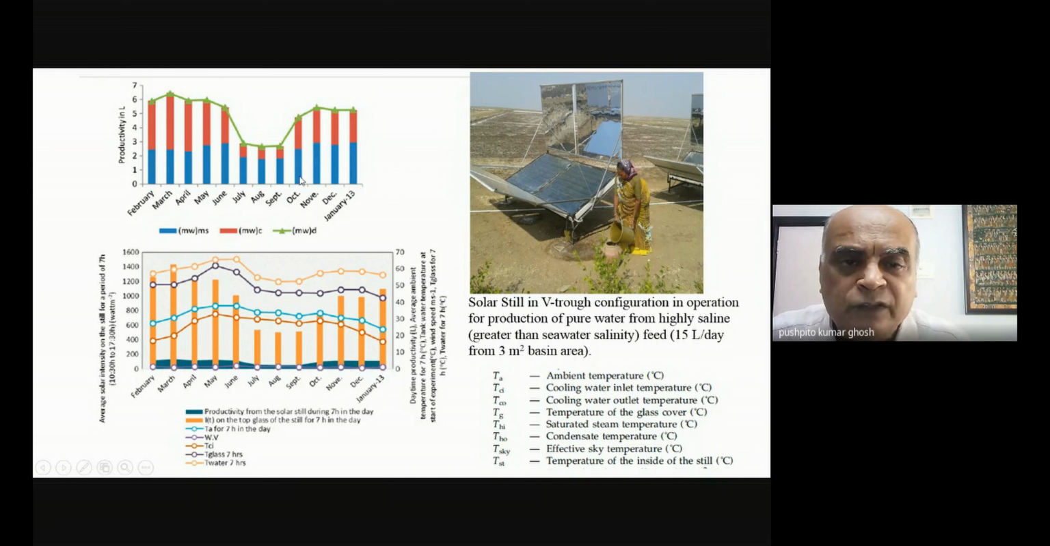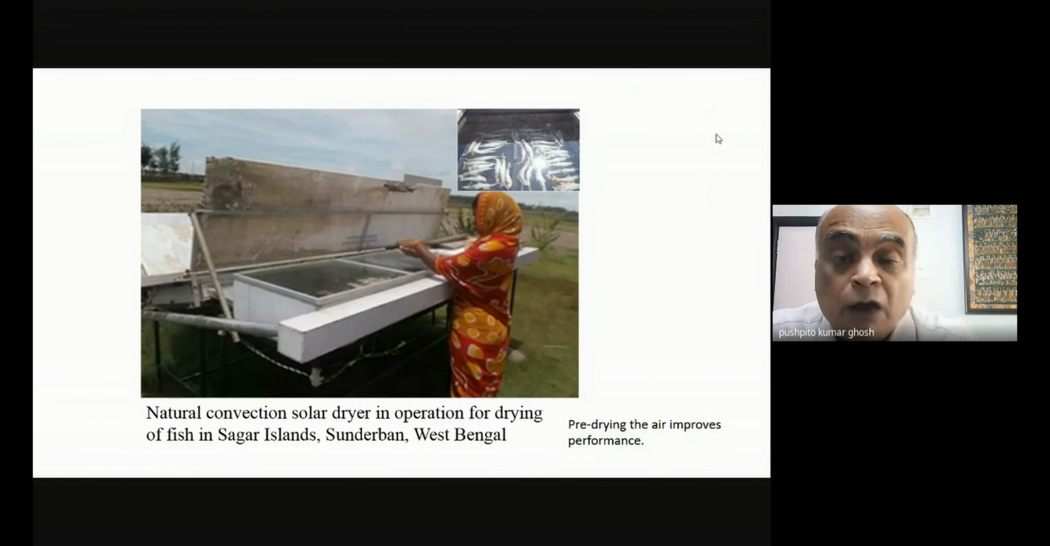So part of this water is collected during the day and part of it at night. Okay, so that's a solar still. Now take a solar dryer. Okay, another extremely important equipment.